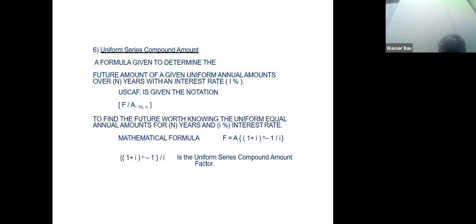So if you want to pay me 50,000 naira today, or you want to pay me 50,000 naira in 2 years' time, I prefer you pay me that money now. Because in 2 years' time, by the time you do your uniform series compound amount, you will find out that that amount of money will be way bigger than 50,000 naira because of the time value of money.